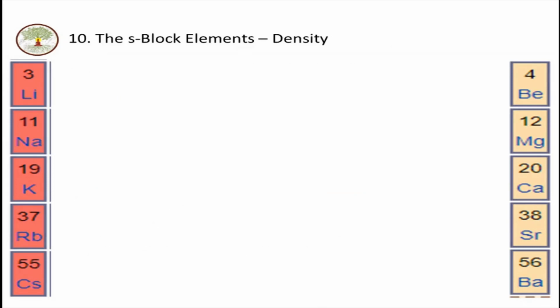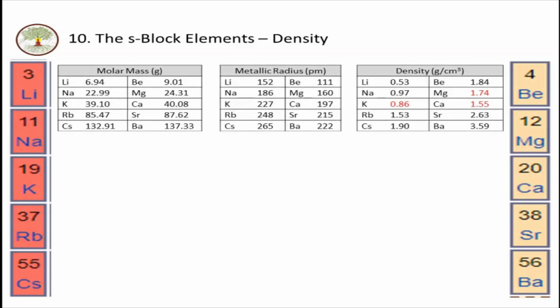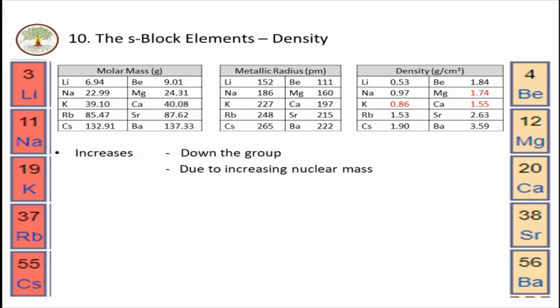You know that density is defined as mass divided by volume. As we move down the group, the density of elements increases. It is because atomic mass as well as atomic volume, which can be estimated by atomic radius, both increase down the group, but atomic mass increases much faster than the atomic volume.